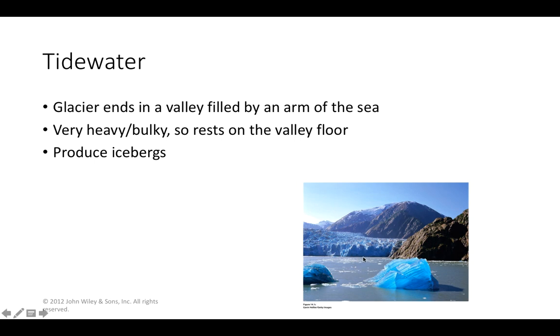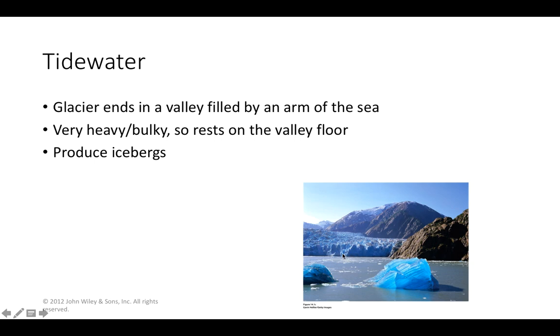I've been right up to the end of a tidewater glacier, and they are massive. And this is where we're going to see icebergs. So icebergs are produced, the icebergs that took down the Titanic, for example, are going to come off of a tidewater glacier. That's a glacier that ends in a valley that is part of the sea.